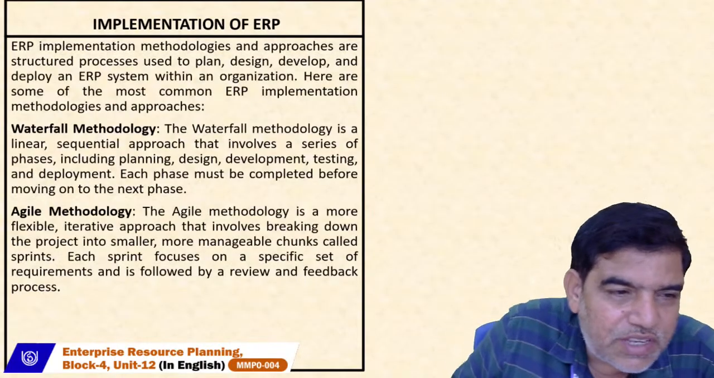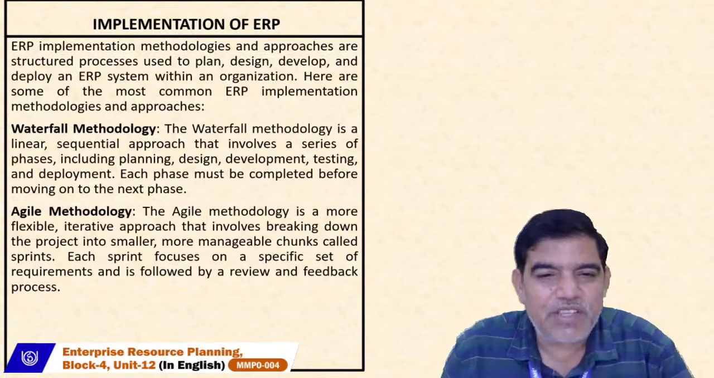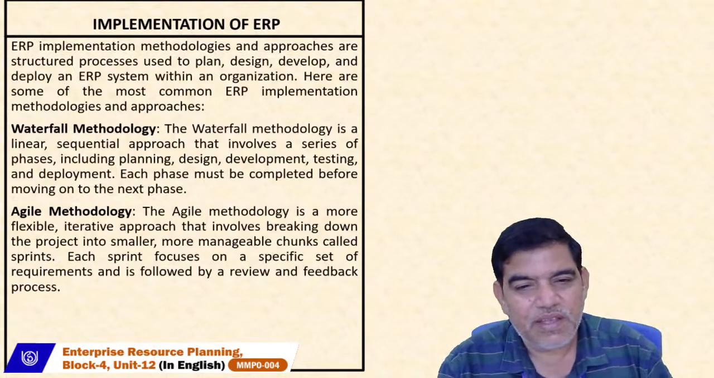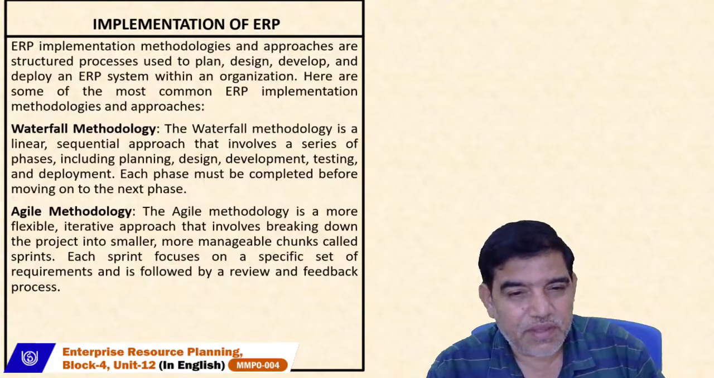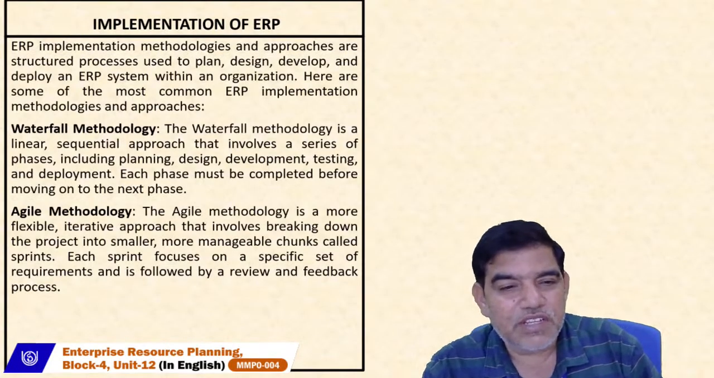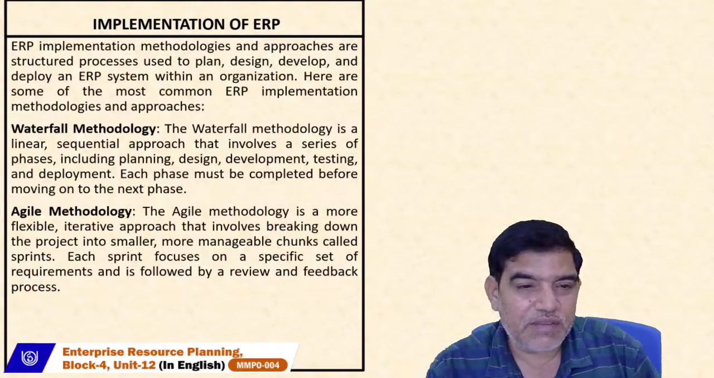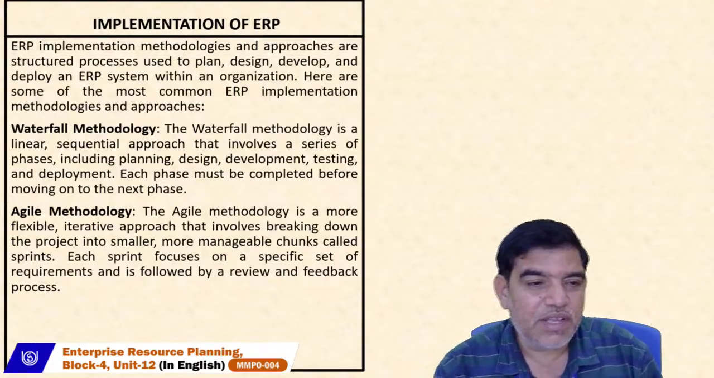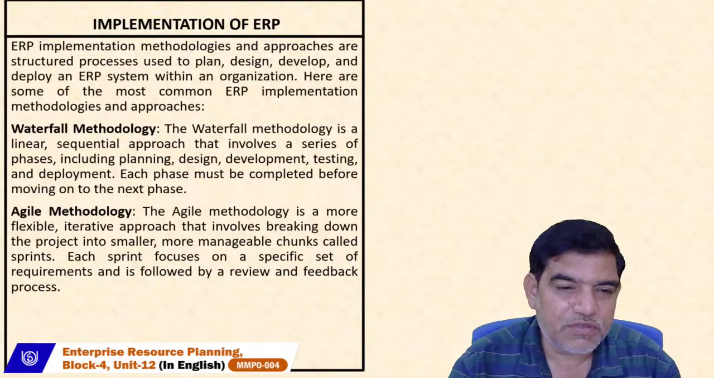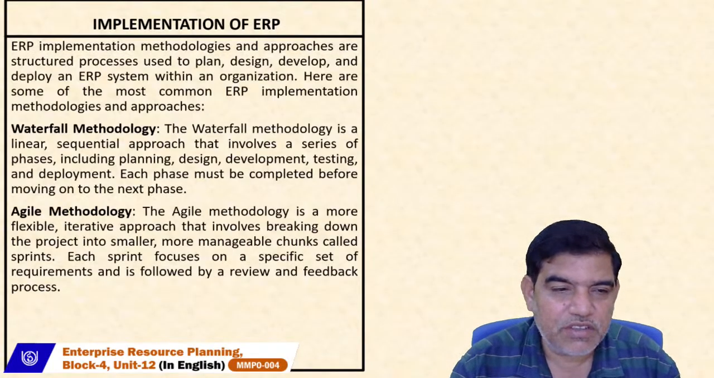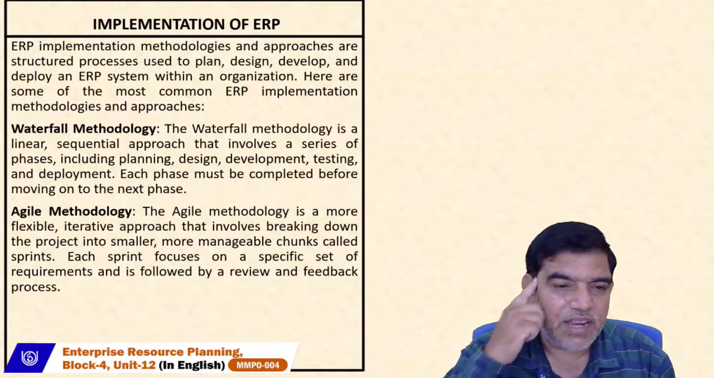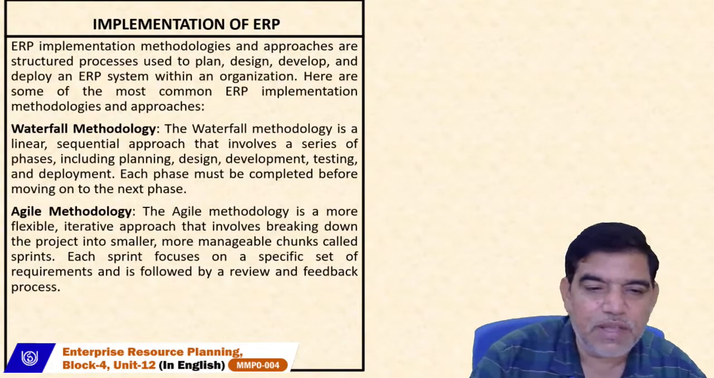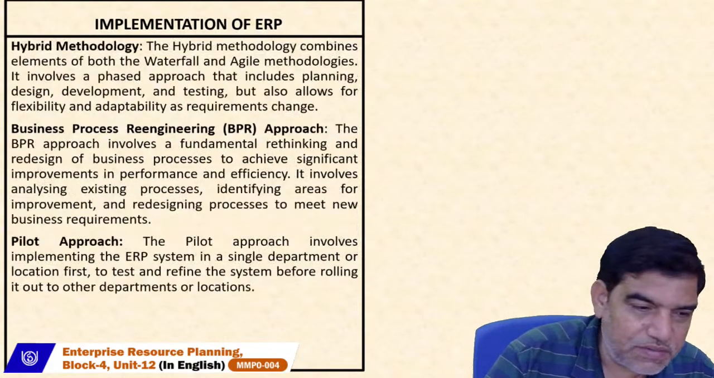Then the second approach is agile methodology. The agile methodology is a popular approach used in every organization. The agile methodology is a more flexible, iterative approach that involves breaking down the whole project into smaller and more manageable chunks called sprints. Each sprint focuses on a specific set of requirements and is followed by a review and a feedback process.